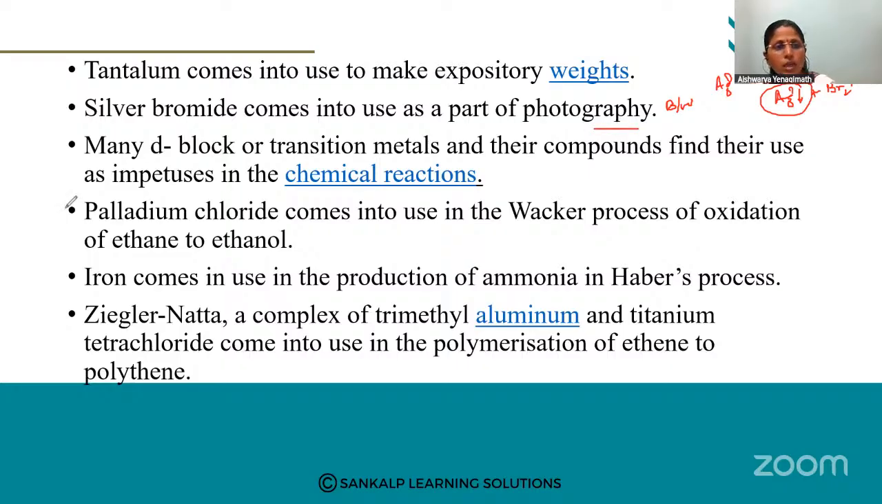Many D block elements are transition metals and their compounds find their use as catalysts in chemical reactions. Palladium chloride comes into use in Wacker's process for conversion of ethene to ethanal. Iron comes in use for manufacture; we have discussed the applications of D block elements, just recalling that. In Haber's process, for the manufacture of ammonia, we use iron. Ziegler-Natta, what is the Ziegler-Natta catalyst? A complex of trimethyl aluminum and titanium tetrachloride comes into use in the polymerization of ethene to polythene.